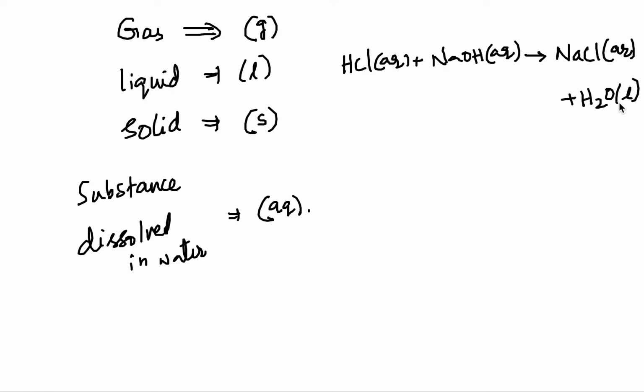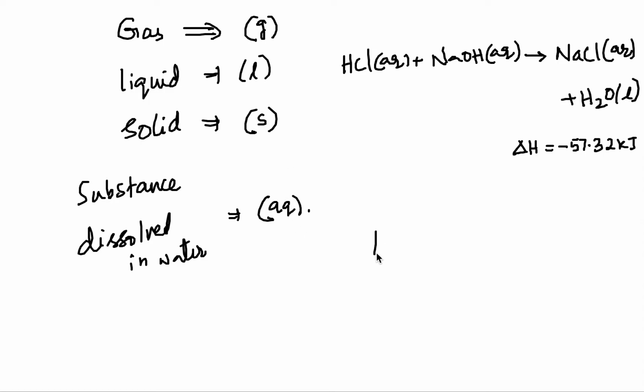This is how we write a chemical equation. Along with it, we mention each species' physical state, and outside of that we write the energy change for that reaction, which is going to be negative 57.32 kilojoules. This is how we represent thermochemical equations. Every reaction must be expressed like this.